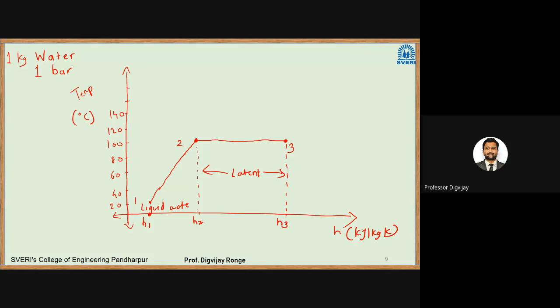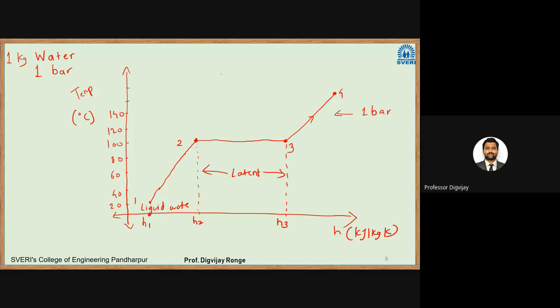Now if I increase the temperature again, what will happen in this case? The temperature will increase, and this phase we call superheating. If I go here to point 4, point 4 is the superheated state. This condition applies for 1 bar.